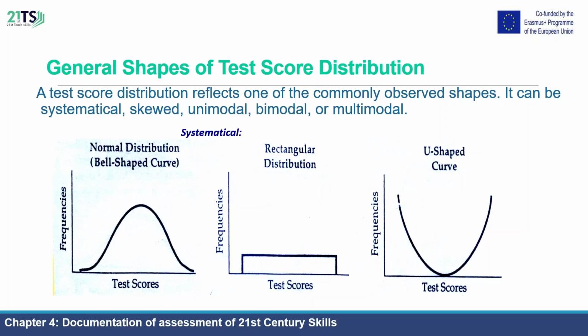In general shapes of test score distributions, a test score distribution reflects one of the commonly observed shapes. It can be symmetrical, skewed, unimodal, bimodal, or multimodal. We use this shape to observe the performance of the students in the group. A normal distribution is a bell shape, showing that the performance falls around the mean. For rectangular distribution, the test scores vary and are spread among the teams.